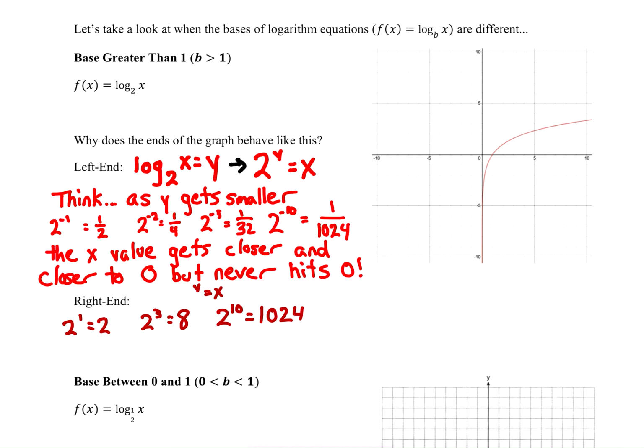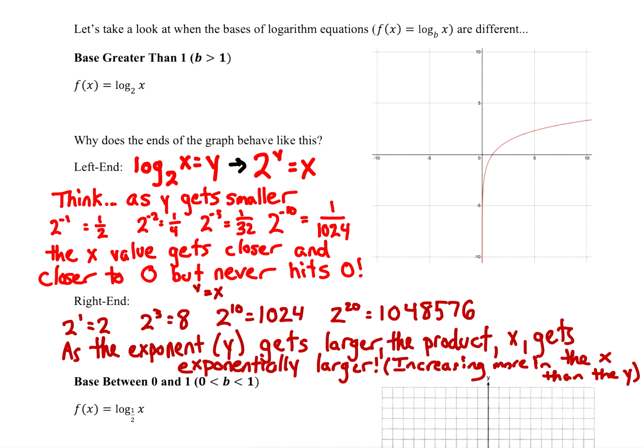That's 1,024. How about 2 to the 20th? As you see, our x is our argument. It's what it's equal to. Our y is the exponent in this case. So as you see, the x is getting extremely large, but the y is getting large, but not nearly at the same rate the x is getting. As the y gets larger and larger, the x gets exponentially larger. It's increasing more in the x than the y, but the y is still approaching positive infinity, and so is the x.